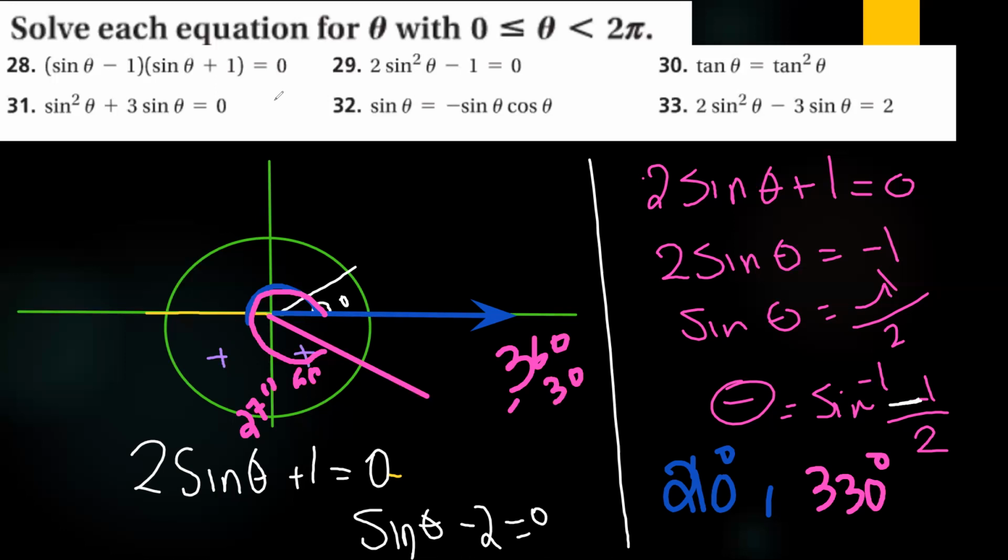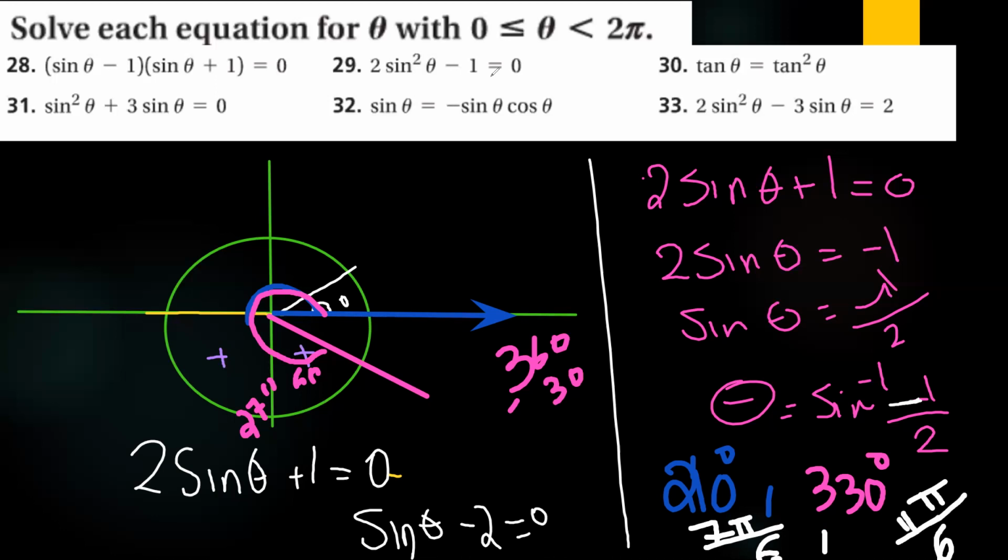Okay, teacher. Thank you. Now we need to rewrite 210 in radians. So we multiply by pi over 180. We get 7 pi over 6. And 330 gives 11 pi over 6. These are the first two angles.